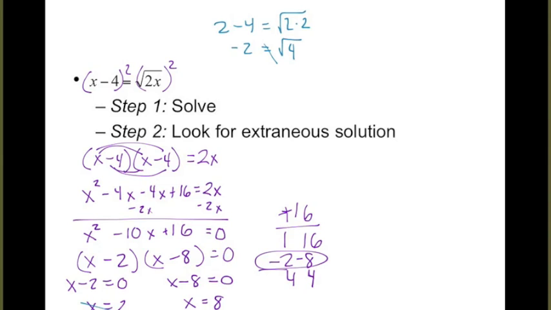Then I want to check the other one. 8 minus 4 is 4, and 2 times 8 under the root is the square root of 16. So 4 is the square root of 16, and that is true. So we only have one solution here, even though the equation popped out 2. We didn't do anything wrong, just sometimes we get an extra answer that doesn't really work.